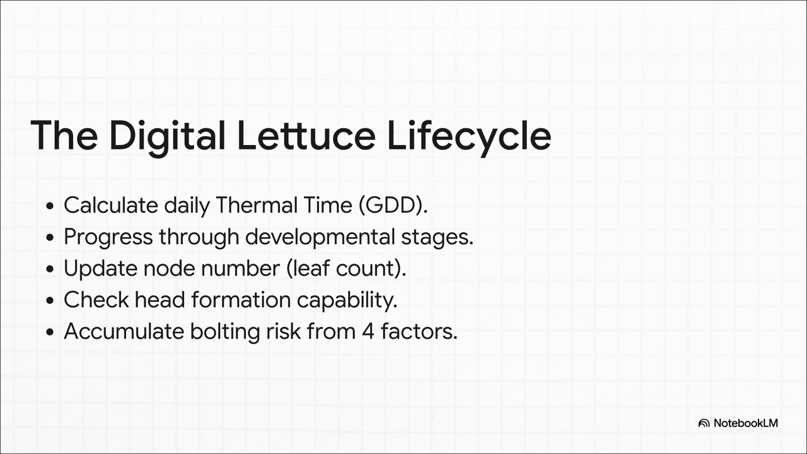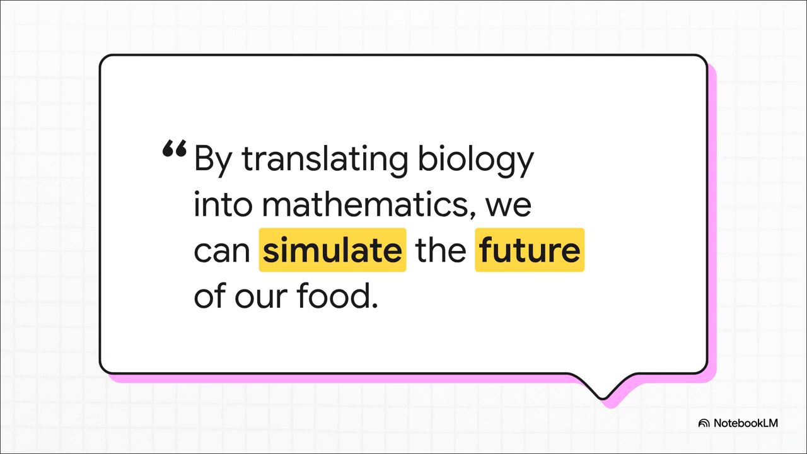So why does all this matter? Well, by translating biology into math, we can build incredible tools to help farmers make better decisions, optimizing when to plant, predicting their harvests, and managing all kinds of risks. And honestly, that is absolutely crucial for food security, especially in a changing climate.